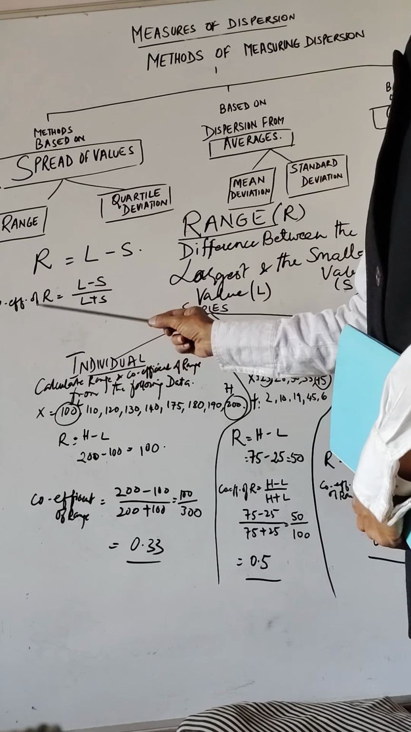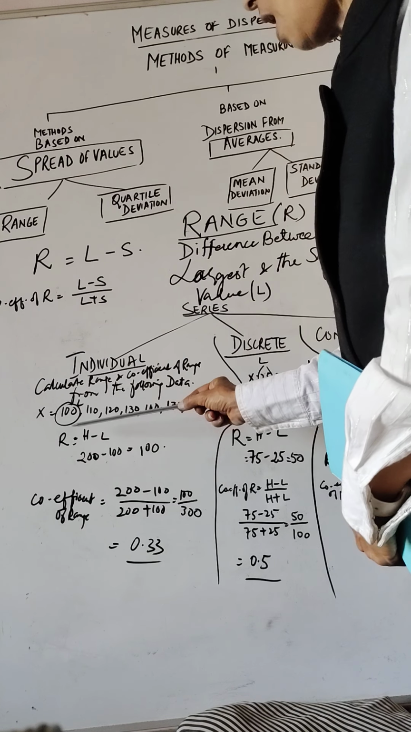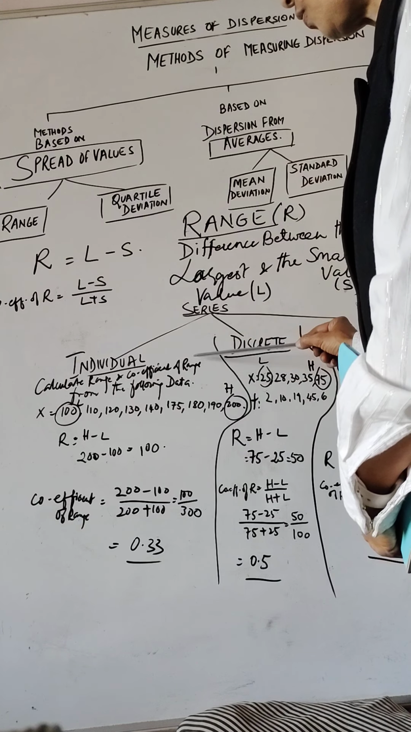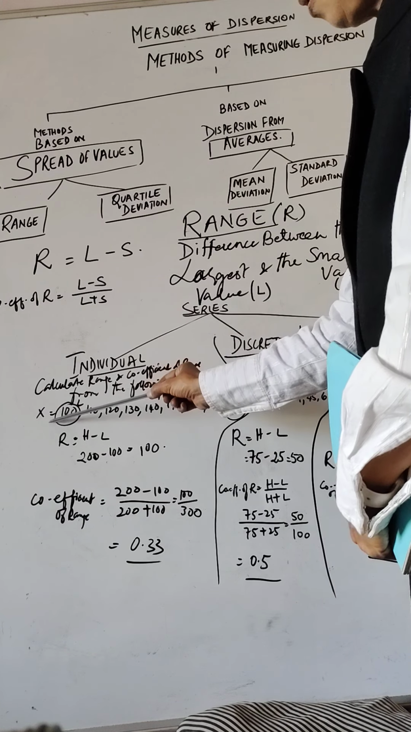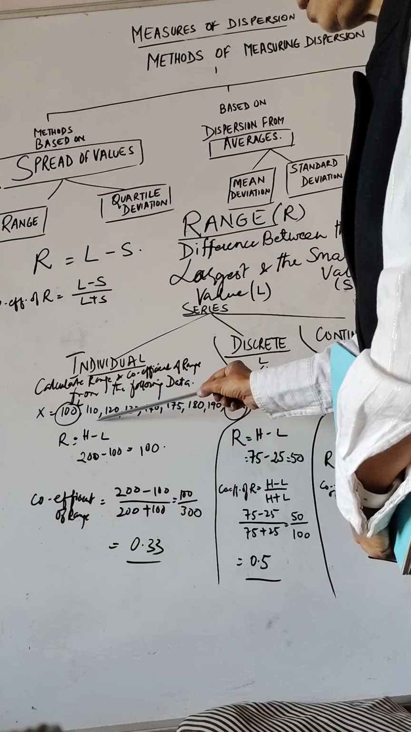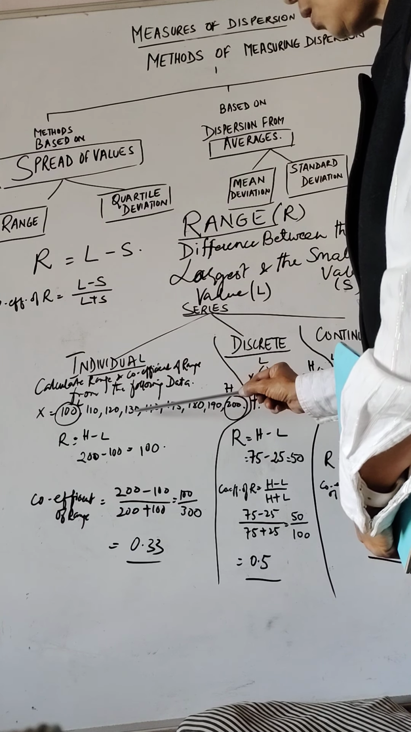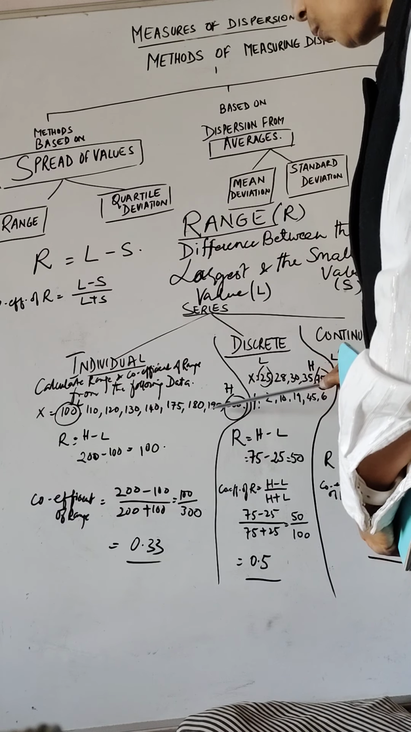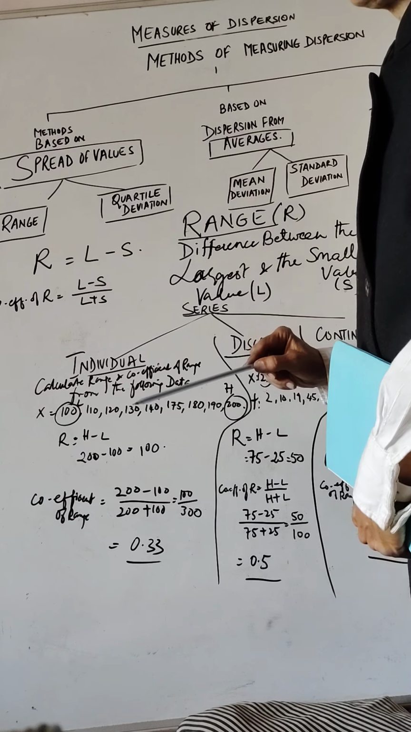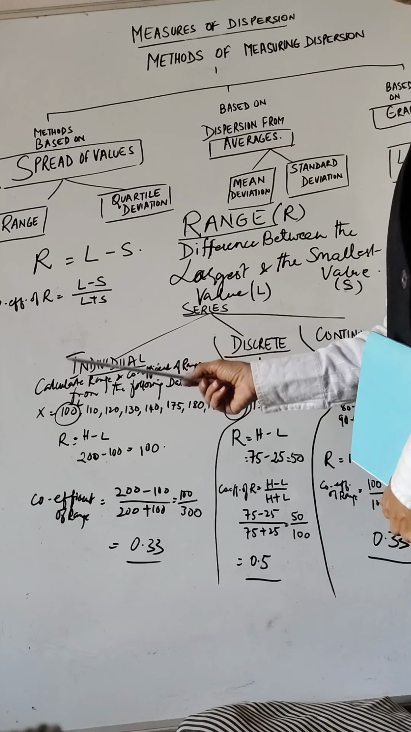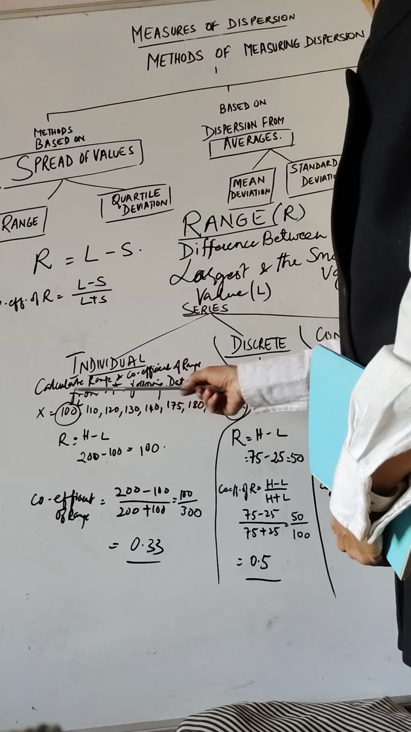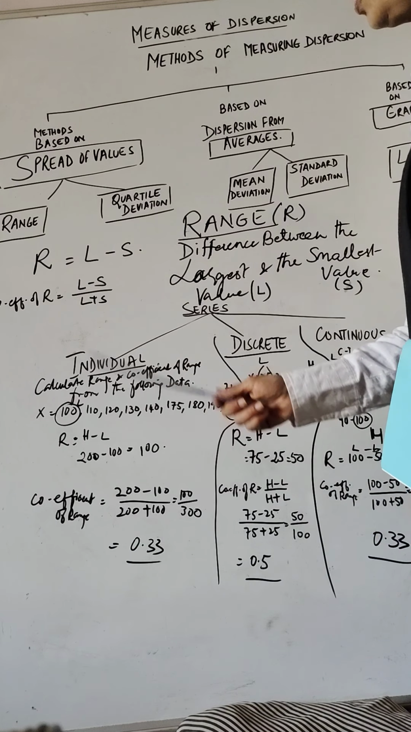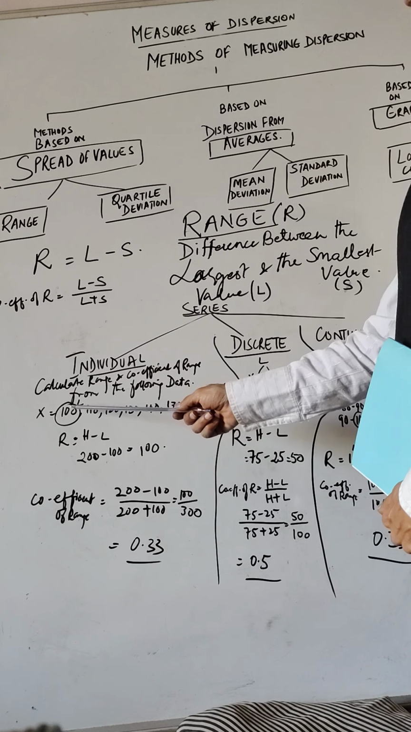So instead of just telling you theoretically, I've given you a formula. Let's calculate the range and coefficient of range from the following data. Now x is given as 100, 110, 120, 130, 140, 175, 180, 190 and 200. Well, they are arranged. If they are not arranged, first things first, you have to arrange them in ascending order. Now in this, which is the smallest value? It is 100.